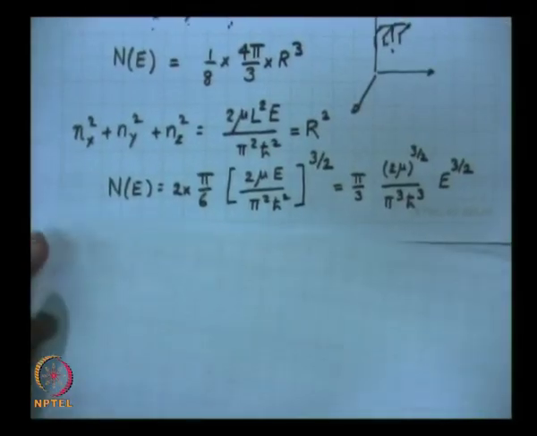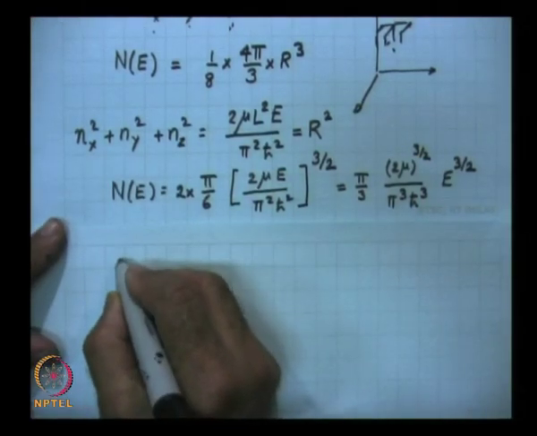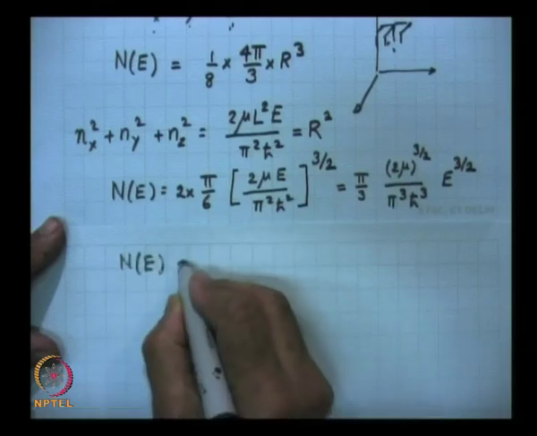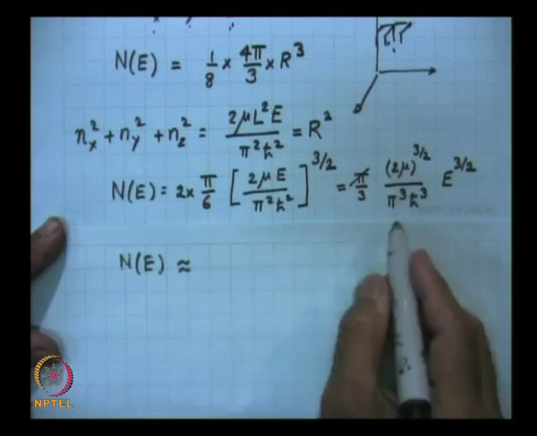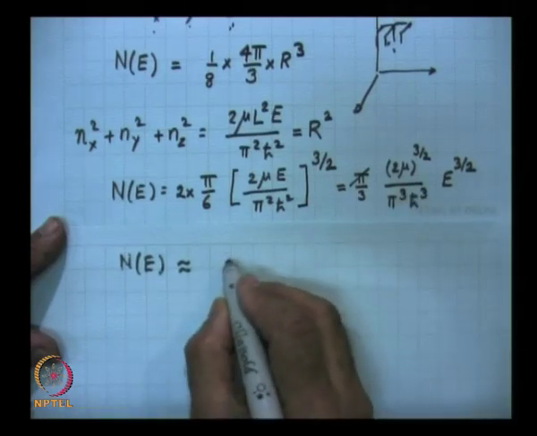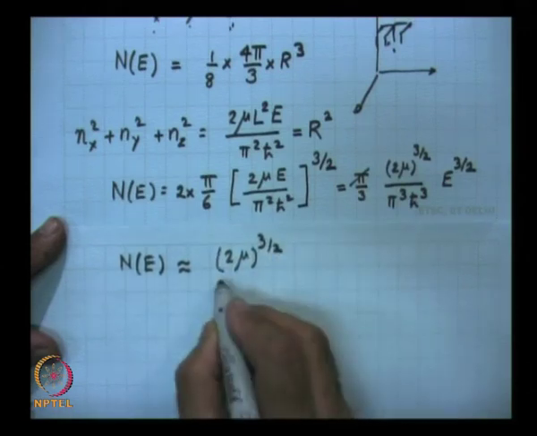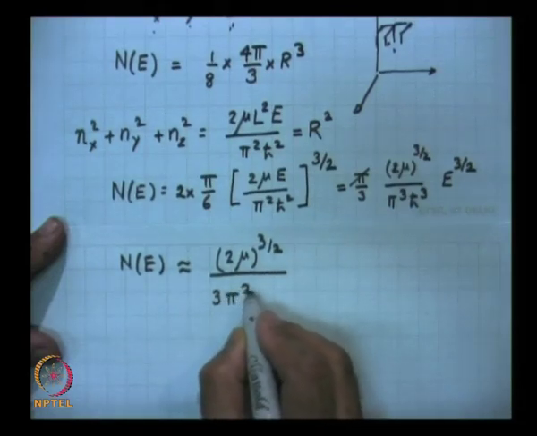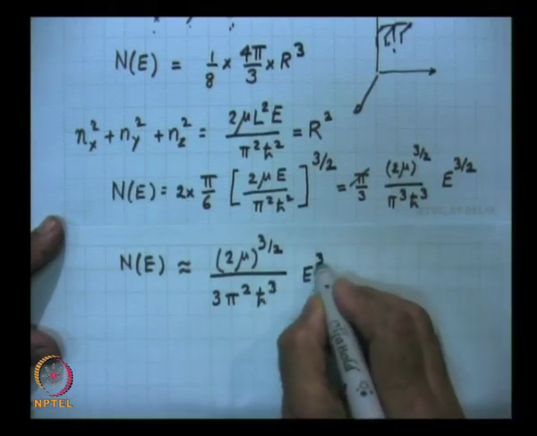So, therefore, we obtain that the total number of states whose energy is less than E is approximately, as pi cancels out with pi cubed, 2 mu raised to the power of 3 by 2 divided by 3 pi square h cross cubed into E raised to the power of 3 by 2.